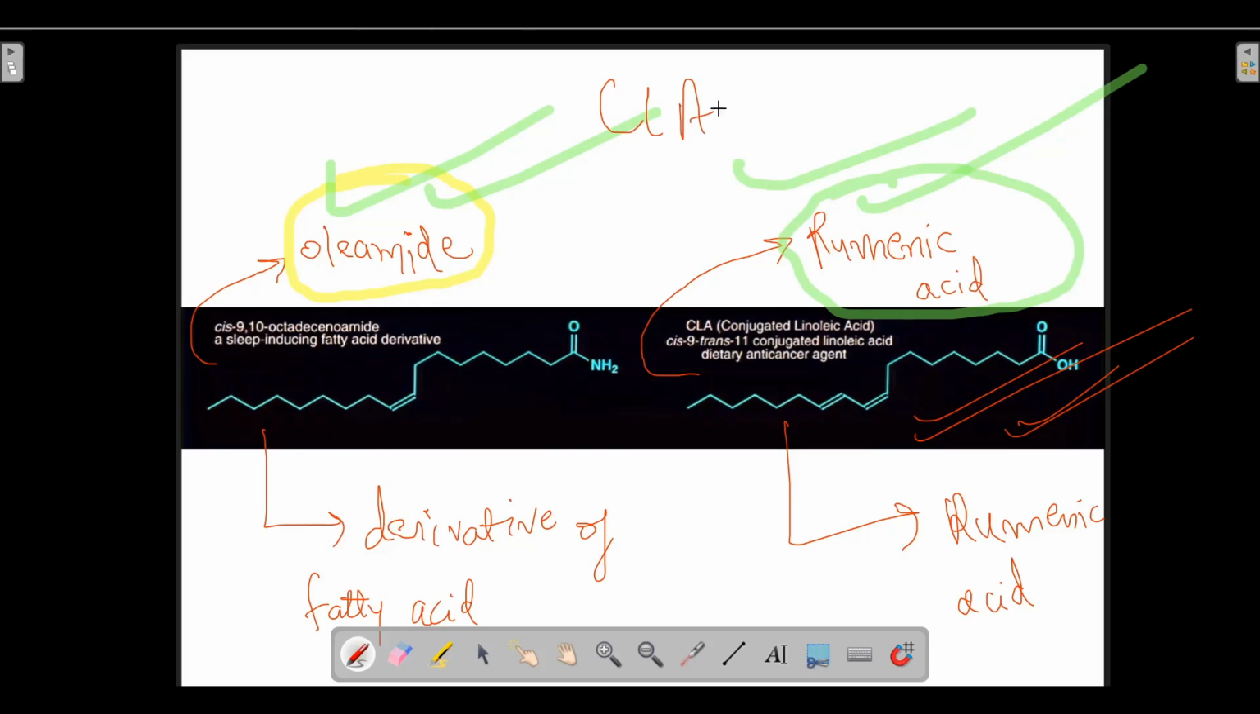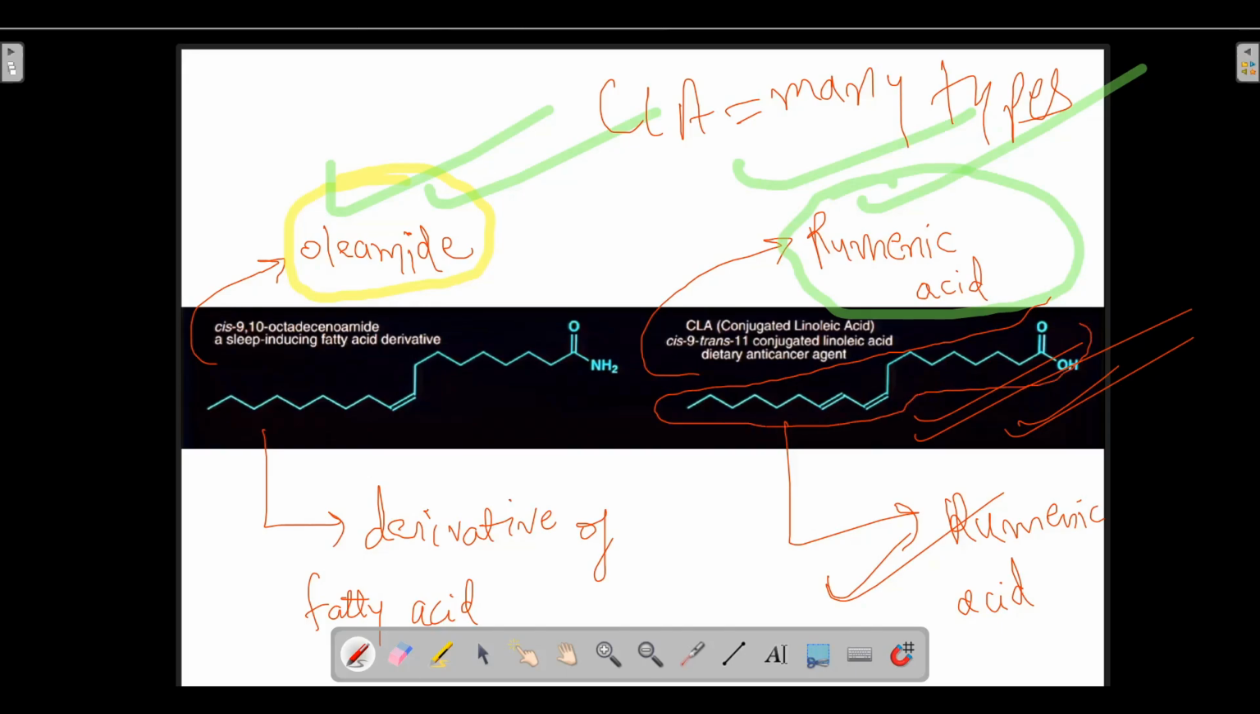CLA is of many types. Conjugated linoleic acid is of many types, but the compound which has been drawn over here is rumenic acid. So conjugated linoleic acid is of many types, and this is one example of it, rumenic acid.